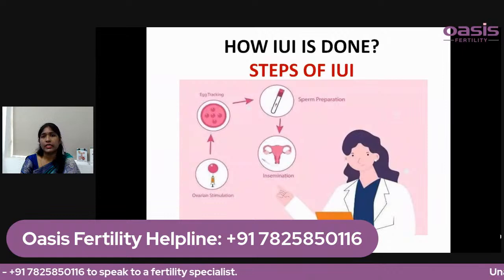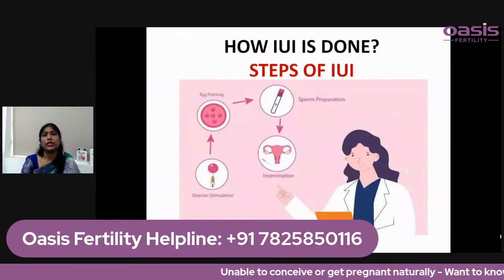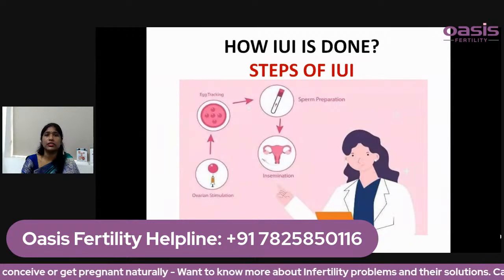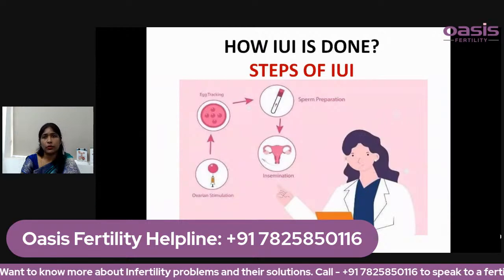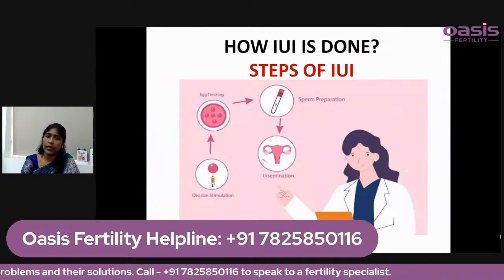So now, once we have labeled that a couple is fit for doing an IUI, we proceed with the actual IUI. So now we shall discuss what are the steps of IUI. The first step of IUI is where we give medicines to the woman so that she can develop eggs within her ovaries. Generally we give them oral tablets. Sometimes injections are given, so that the aim is at least one or two follicles grow inside the ovary.